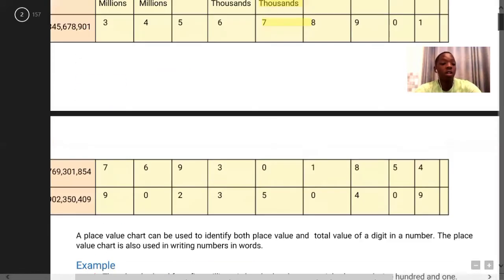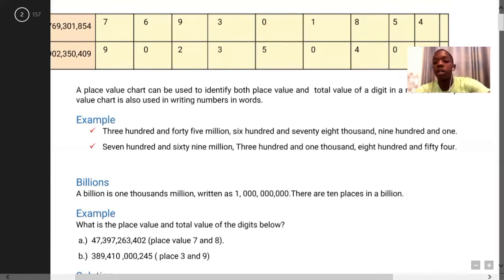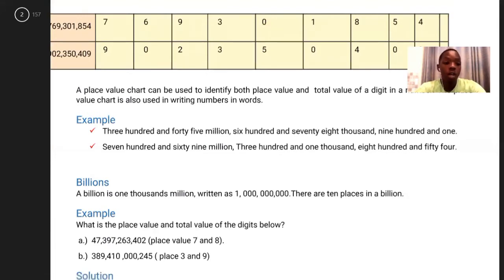And we have other numbers. An assignment from me: write down the number 350,854 and write a table figuring out the place value and total value of each of the figures, and we will start it off from there. So that's one assignment I've given you.